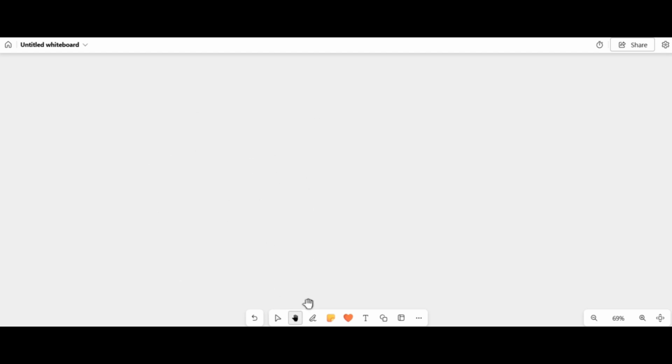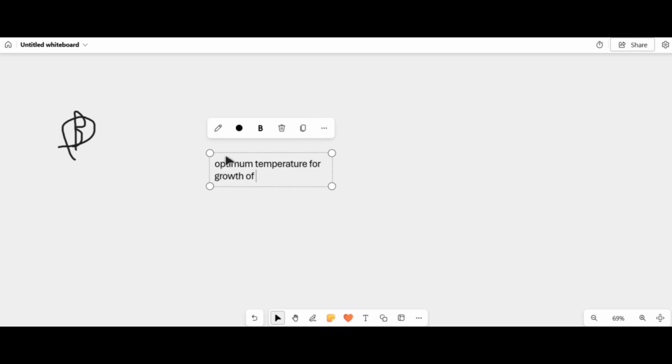Alright, B. Explain why the chosen temperature was 20 degrees for this experiment. Why 20 degrees is the one you want to use here is because it's going to be the optimum temperature. So write that down: optimum temperature for growth of seeds.